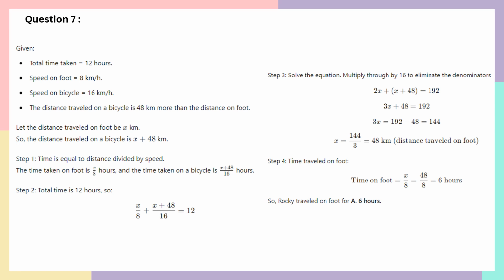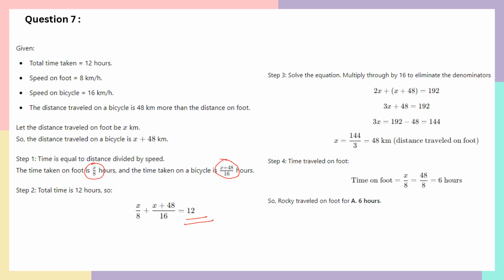Now in step 1, we know that time is equal to the distance divided by the speed. The time taken on foot is x by 8 hours and the time taken on bicycle is (x plus 48) upon 16 hours. So the total time is x by 8 plus (x plus 48) by 16, which equals 12 hours. It is given.